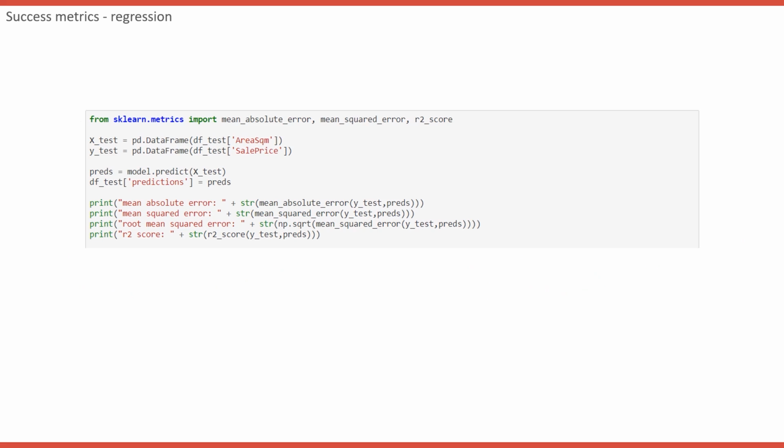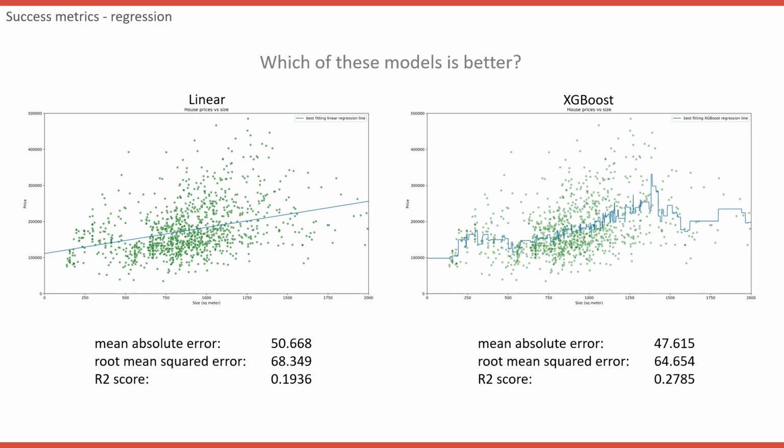Thanks to the open source libraries, predicting prices for the test dataset and calculating these success metrics are just a few lines of code. When everything is done, we get the scores for both algorithms as shown on the screen. With lower error scores and a higher R-square score, we have a clear winner. Of course, these results can be improved with additional hyperparameter tuning.